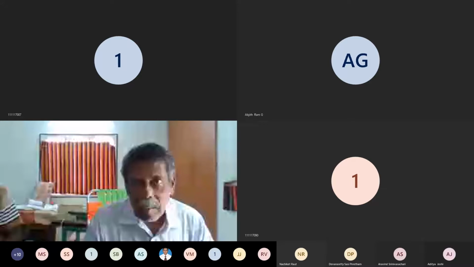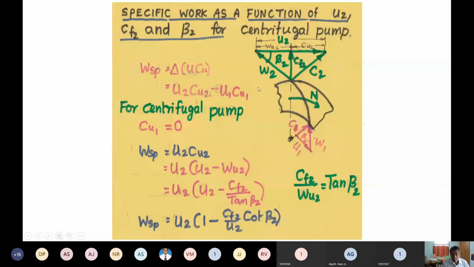Okay, today first we will learn something about specific work being expressed as a function of certain parameters like u2, the blade velocity, cf2, the flow velocity, and beta2, the exit angle for a centrifugal pump. So you see the partial impeller with the exit velocity triangle and inlet velocity triangle.